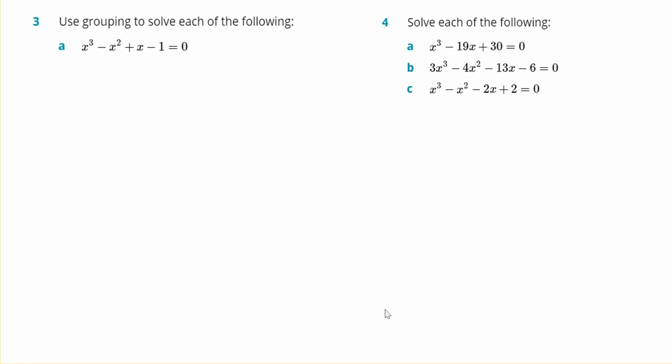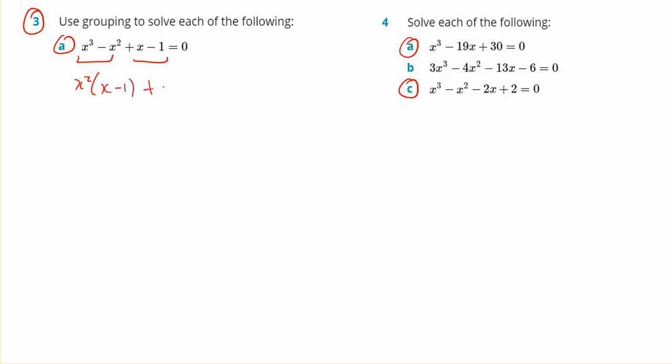Methods. We're going to look at 6D, question 3A and 4AC. So we want to use grouping in pairs to solve the following. We factorize by grouping and then refactorize again. The common factor between x cubed and x squared will be x squared, and then I can take out the x squared and we're left with x minus 1.